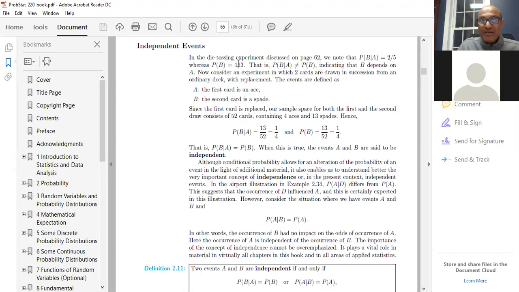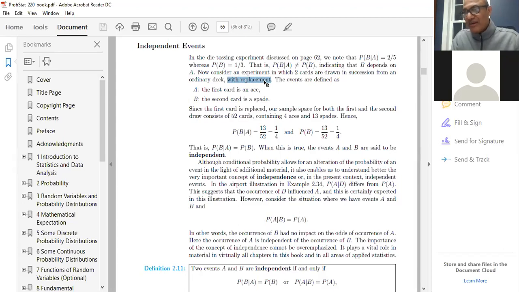Consider an experiment in which two cards are drawn in succession from an ordinary deck of 52 cards, but with replacement. This word has its own importance. Replacement means that once I take one card out from the deck of 52, I can look at that card and then I have to replace it. I can keep that card back.